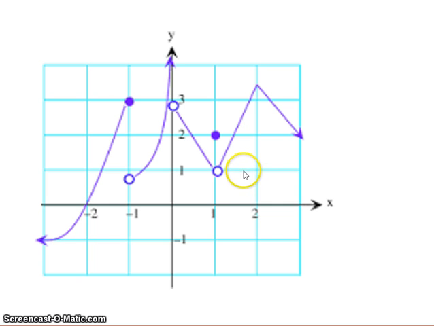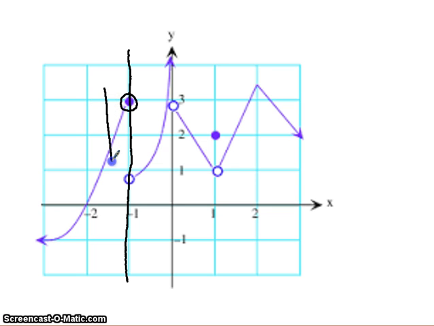Graphs like this one can be very tricky. Closed dots mean that that is part of the graph, and open dots mean that it's not part of the graph. So if you draw a vertical line right here, it appears to be touching 2 places, but it's really not. This is the only one that's a point on the graph. This one is saying this is not a point on the graph. It gets very close to there, but this is a boundary marker. It's saying it is not equal to this, but it's very close to it.